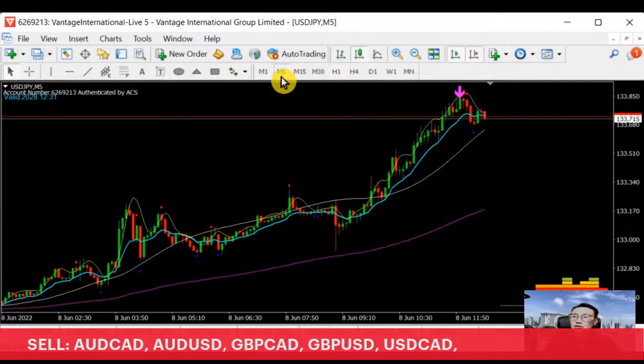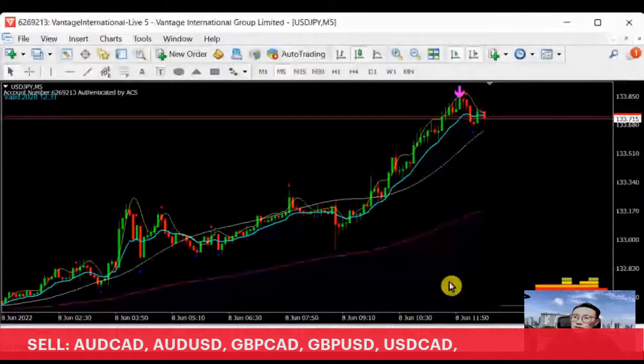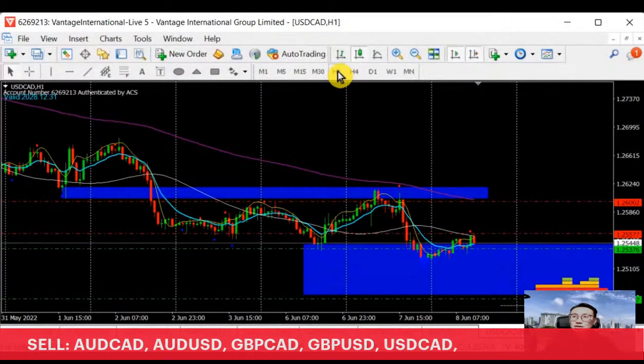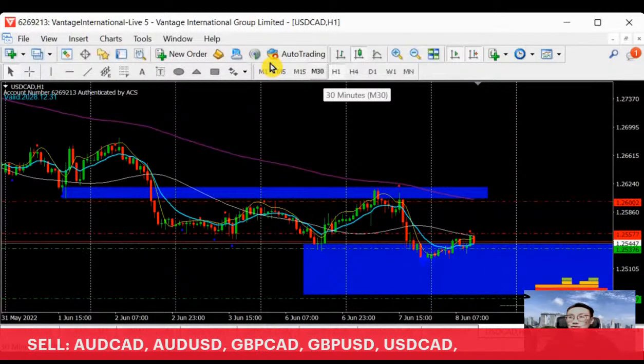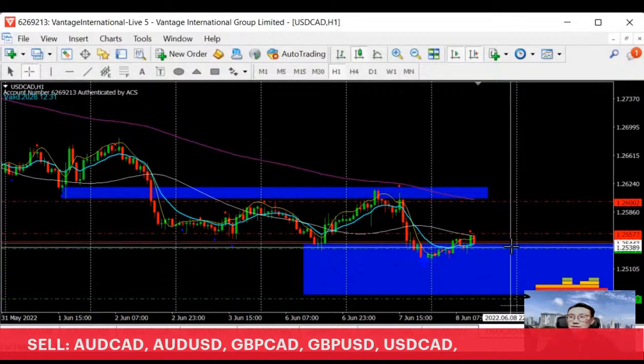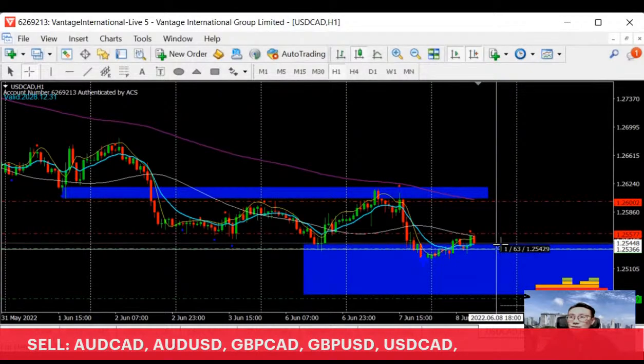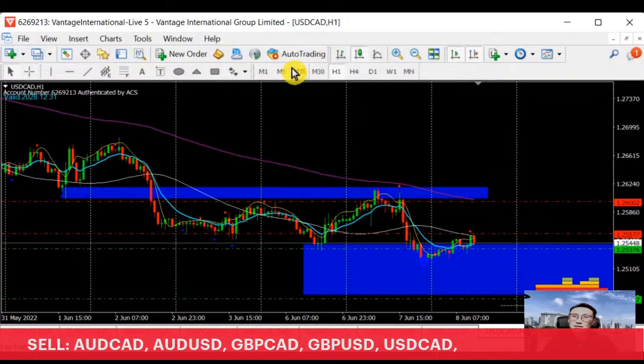So dollar CAD is now coming very near to the support. We have about 6 to 7, about 8 to 10, all right?